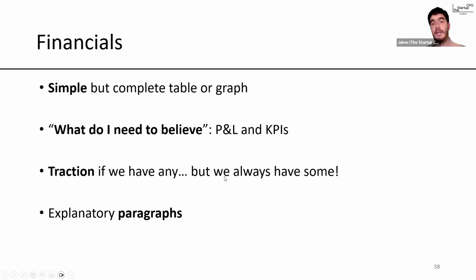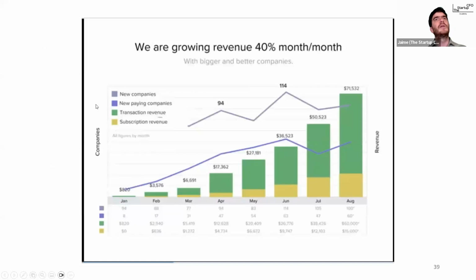Traction. If we have any past already, we should show some numbers, and we always have some, even clients that are interested, or users that you have, even if they don't pay so far. But you do have some numbers from the past that are important for the investor to know where we are today, not just promises, and the use of explanatory paragraphs if needed.